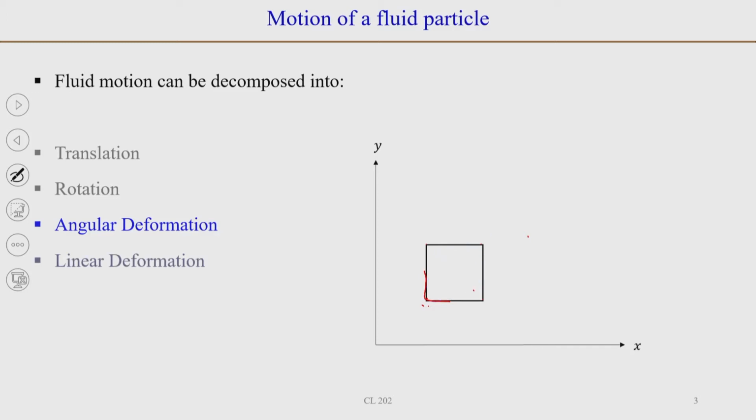And the last one is linear deformation. In the linear deformation we see that the size, the side of the element, may get stretched or it may get compressed. All those motions can occur simultaneously, or generally occur simultaneously.